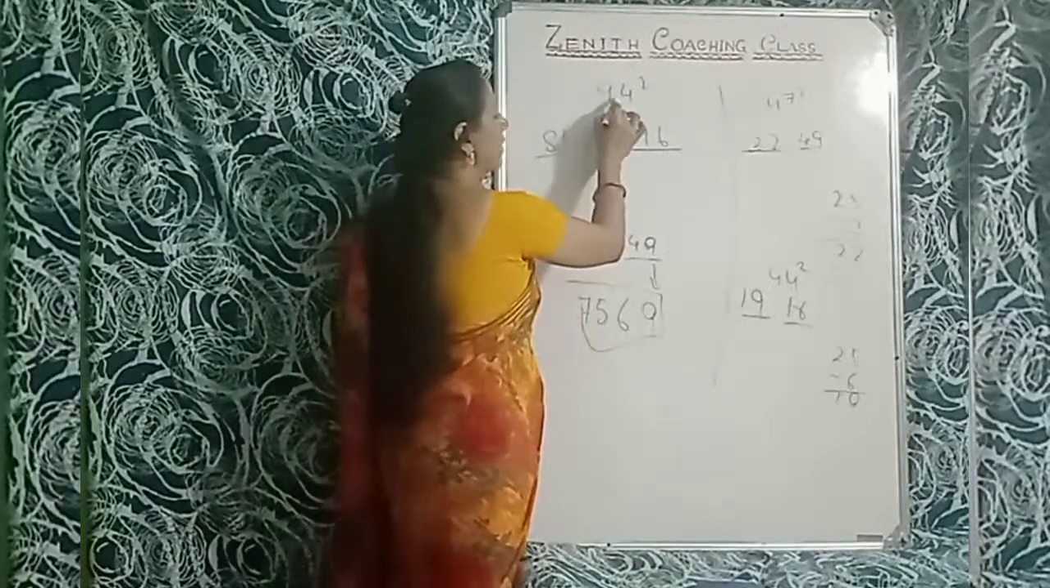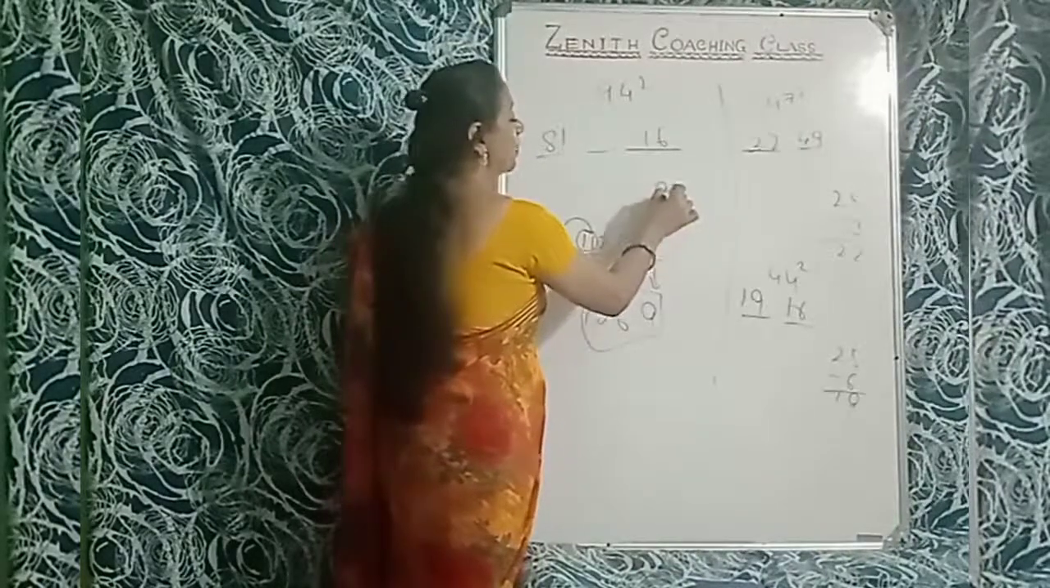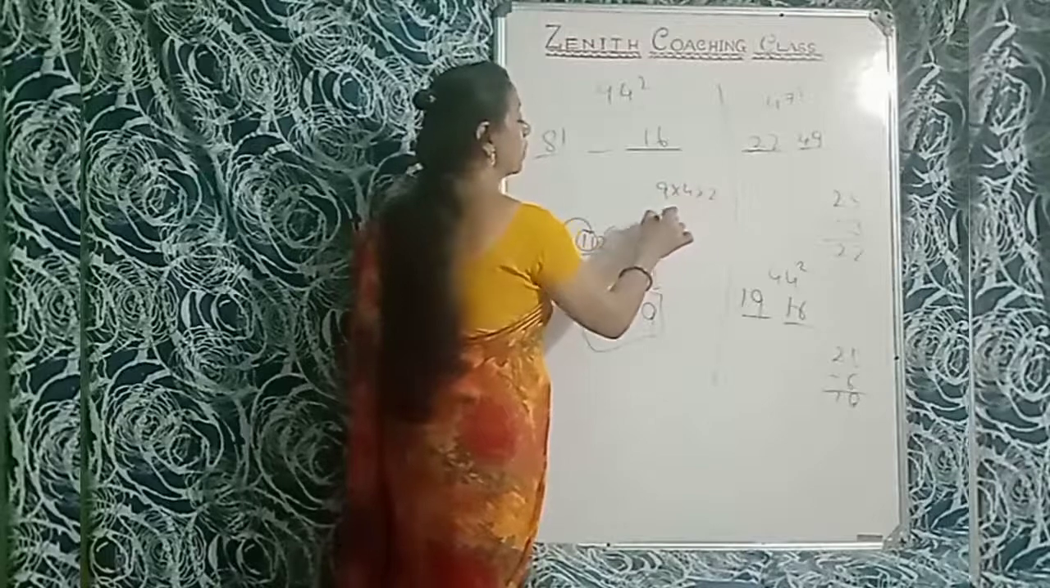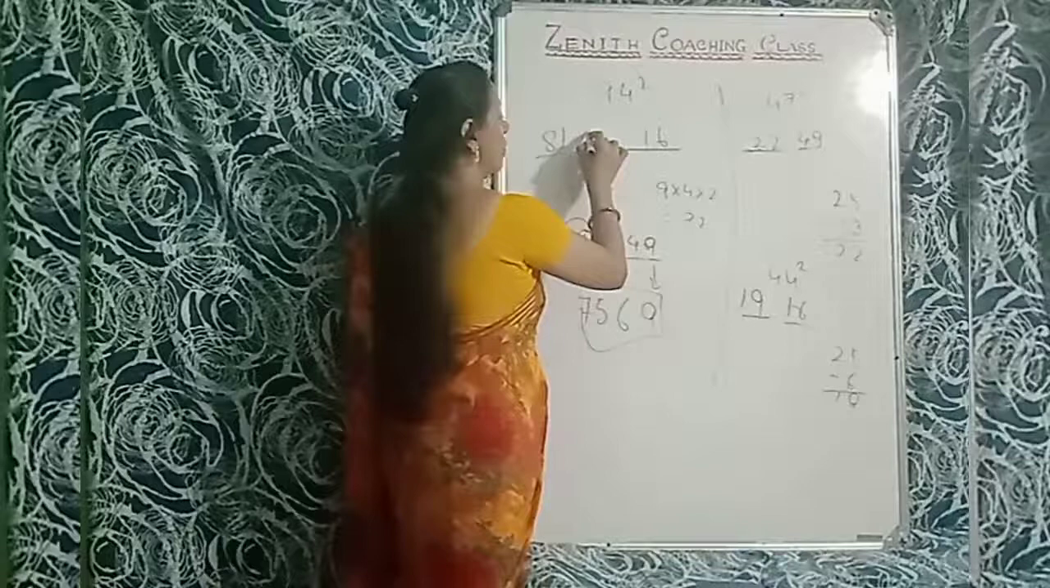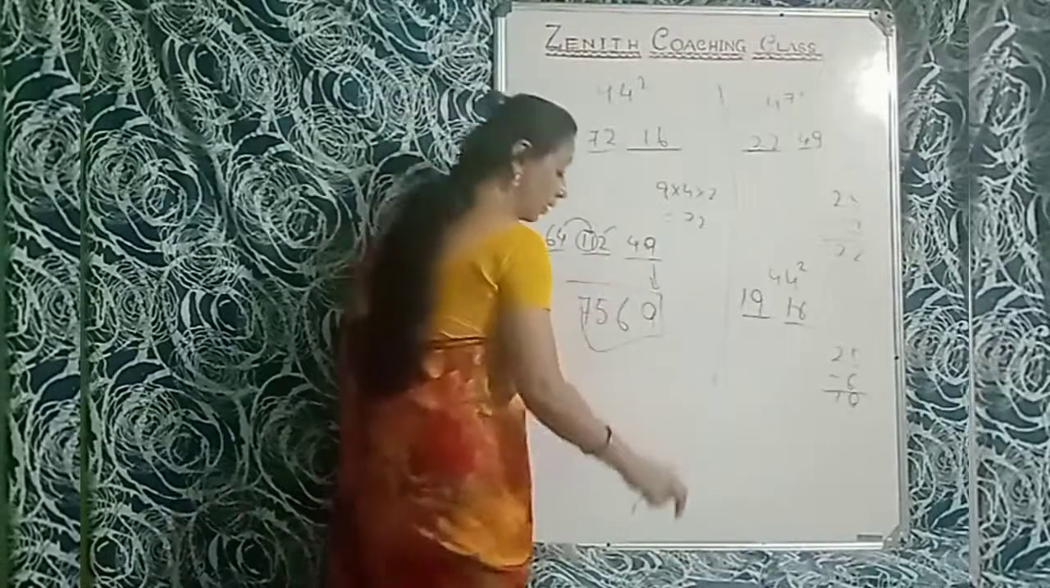And here 9 multiplied by 4 multiplied by 2. 9 4s are 36. 36 twos are 72. So here you will write 72. So what to do?